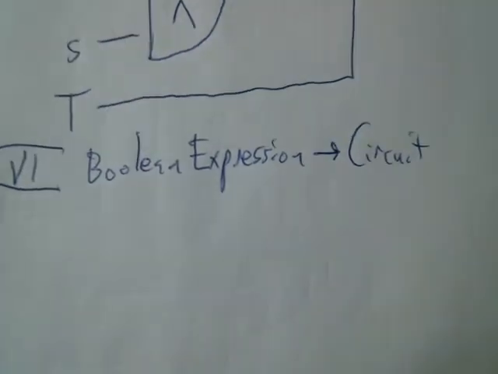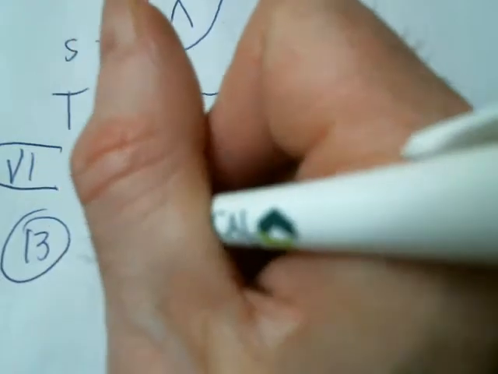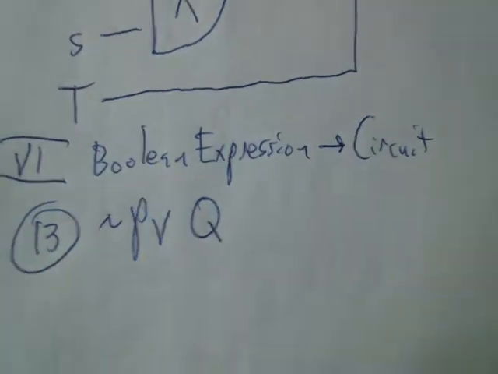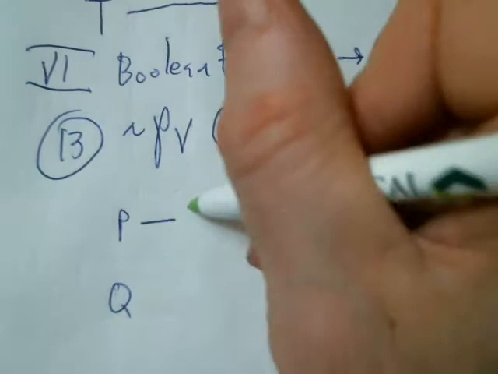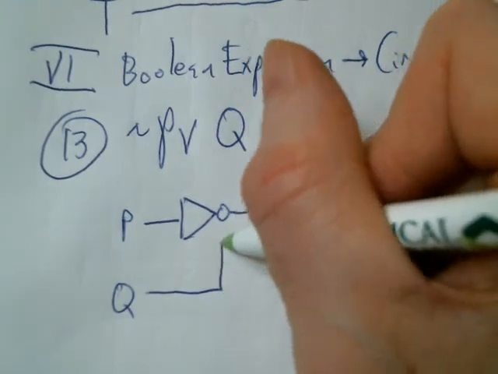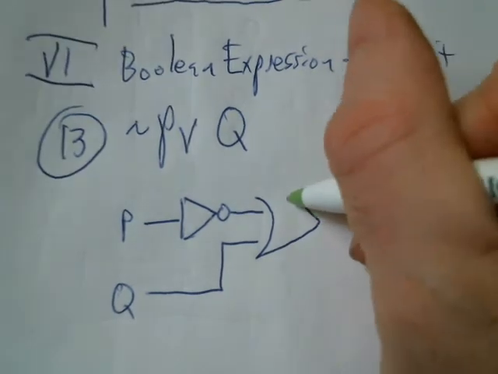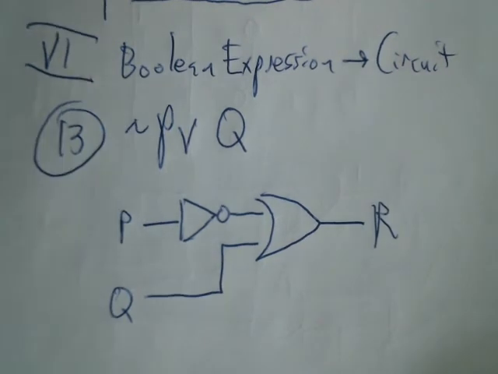So number 13 is given. Let me make sure that's the right problem. Construct the circuit for the Boolean expression: not P or Q. So we have inputs P and Q. I need a not P, so I'm going to have a not gate. And then we'll connect that in with Q via an OR gate. Right, so our OR symbol looks like that. And then our output, we call it R or something.